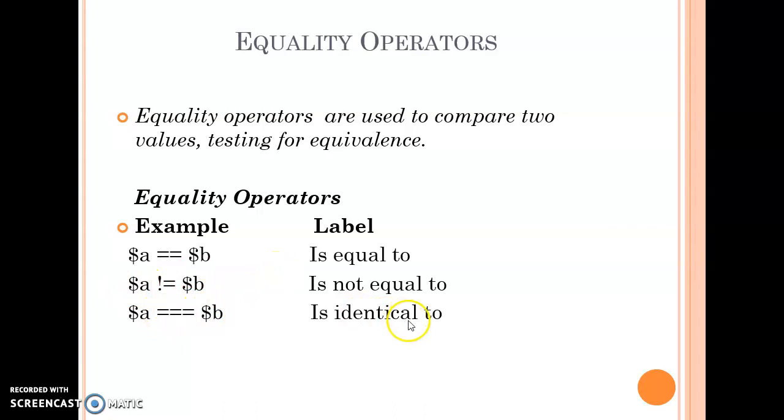Triple equals is the operator used for identical to, meaning both A and B values must be the same and the data type also must be the same. This is the difference between double equal to and triple equal to. Double equal to means both values must be the same. In triple equal to, both values must be the same and the data type also must be the same.